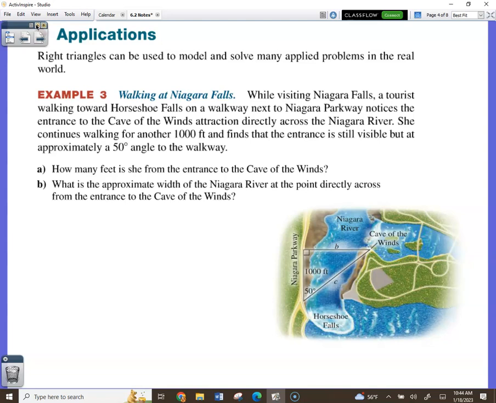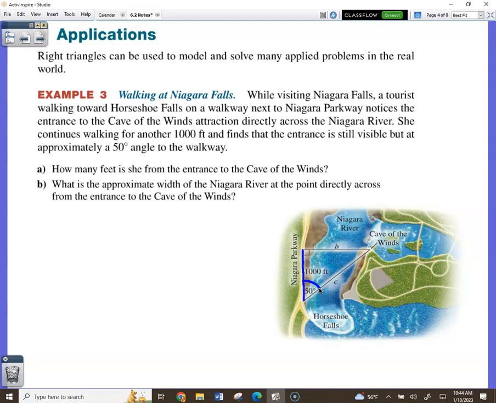You've got a right triangle. This side here measures 1,000 feet. This angle here is 50 degrees. There's a side here missing and a hypotenuse here missing. It says, how many feet is she from the entrance to the Cave of the Winds? What side are they saying solve for?